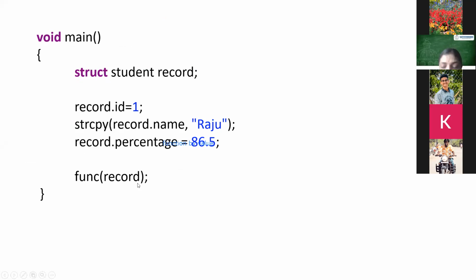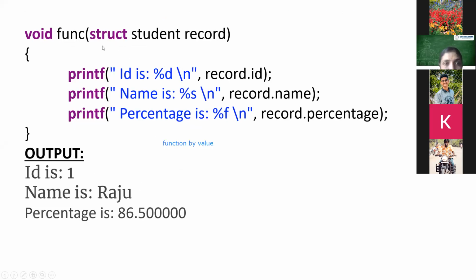Whenever I call this function record, what happens? The control is transferred to where? To the function struct student record, right? So now here I have given record ID. Already I have the value in the main program.